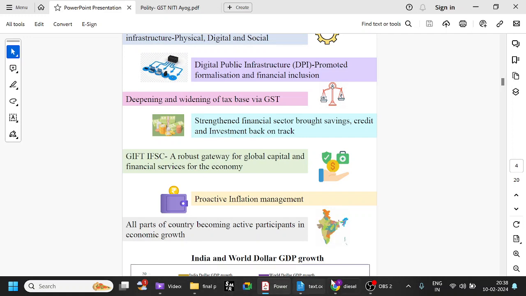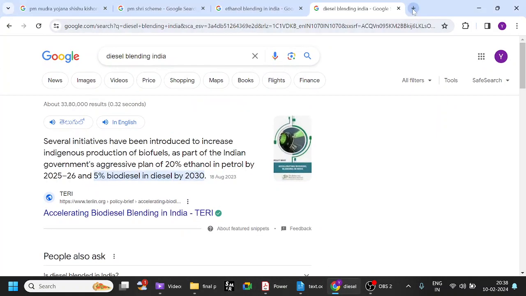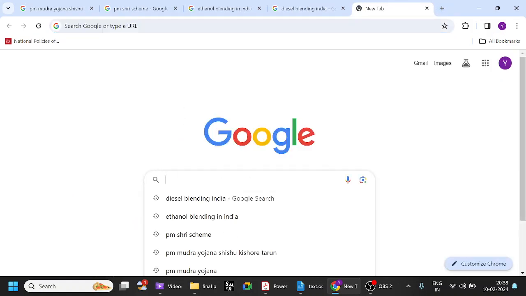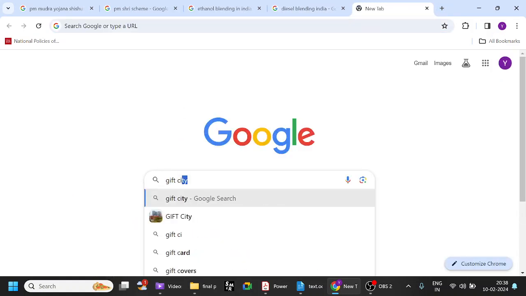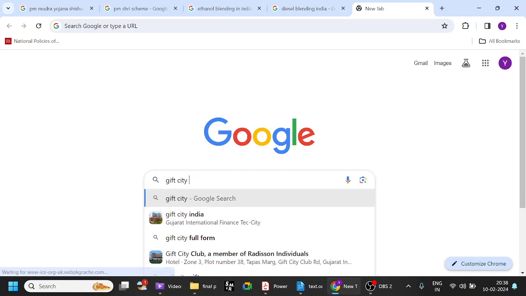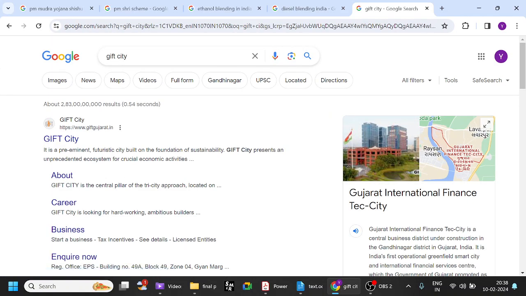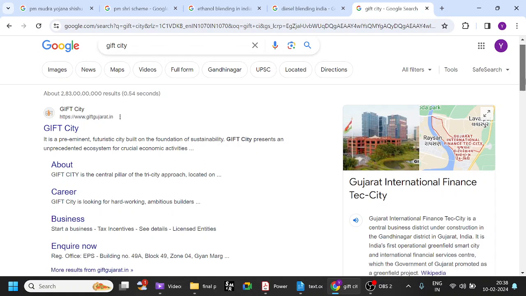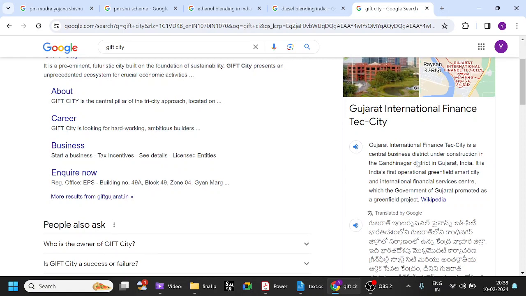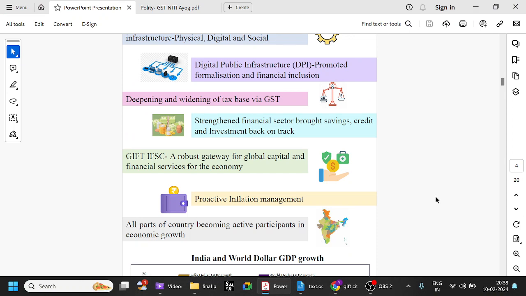Let us look at what the official document says about Gujarat. GIFT City in Gujarat. What they are saying, let us look at. It's a preeminent futuristic city built on the foundation of sustainability. It is in Gandhinagar, Gujarat. First operational greenfield smart city and international financial services center. Remember, it's the international financial center, GIFT City.